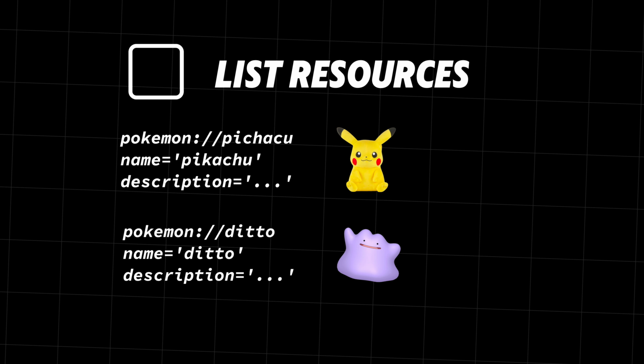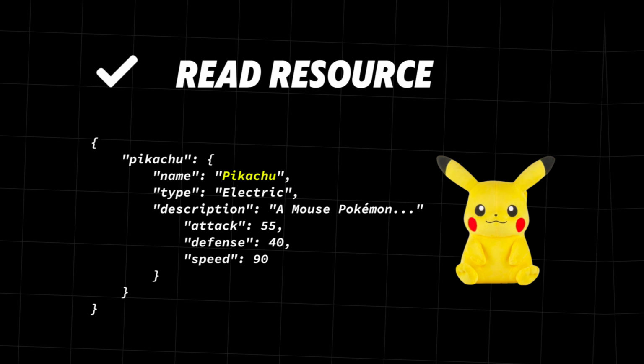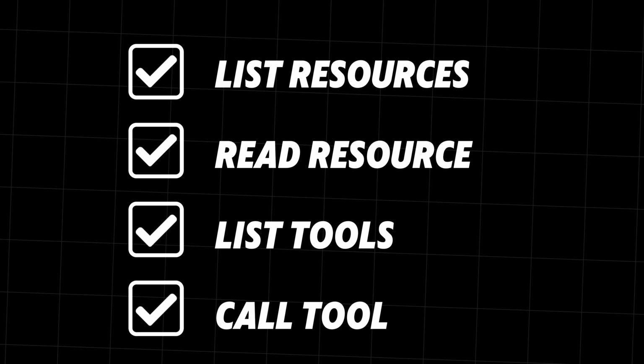We need list resources in MCP servers to provide a structured catalog of available resources, enabling tools to discover and interact with them efficiently. We need read resource to fetch detailed data about a specific item so tools can use it. We need list tools to provide a catalog of all available tools, their functions and input requirements, so they can be easily discovered and utilized. And lastly, we need call tool to execute a specific tool with the provided input, allowing us to perform the desired operation and retrieve the results.